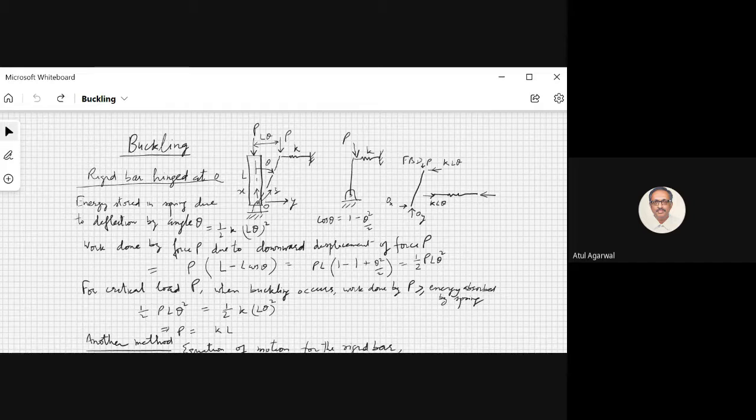We already did buckling in the last class. I will revise it slightly quickly. You can also analyze buckling the way I am doing here. There is a rigid bar.